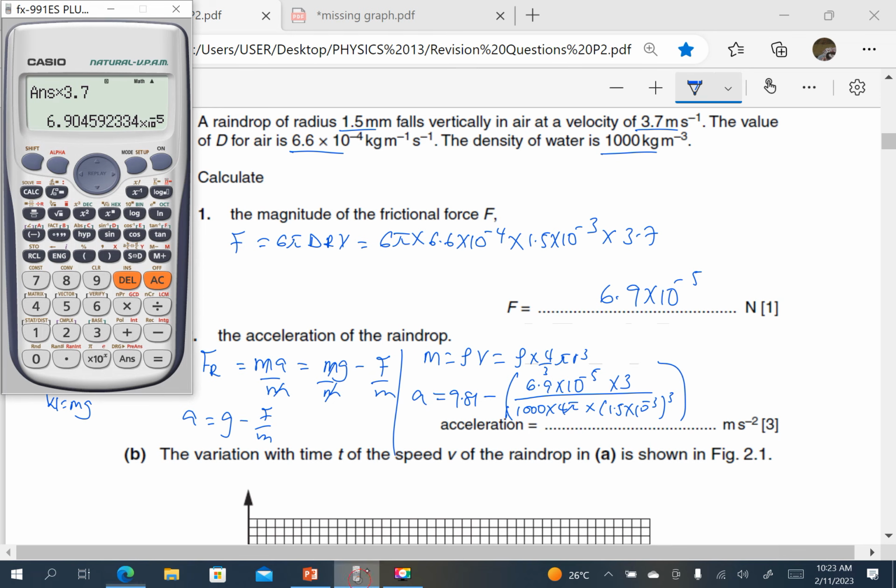So we can now find the acceleration here. Let's begin with the bracket. So we have 6.9 exponent negative 5 times 3, divided by, I will open two brackets, 1000 times 4 pi times, open a small bracket, 1.5 exponent negative 3, but this is raised to power 3.